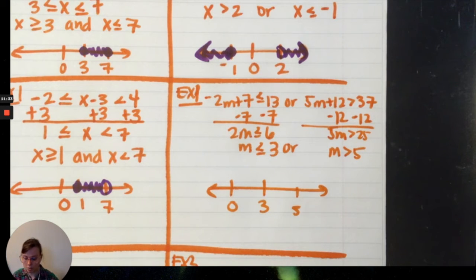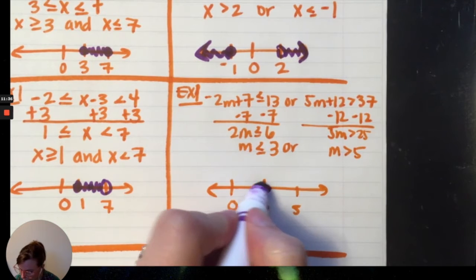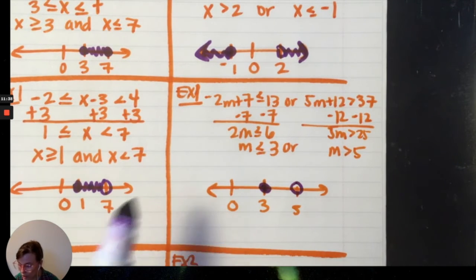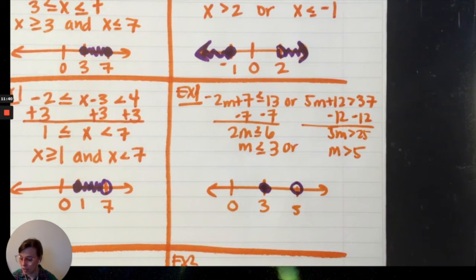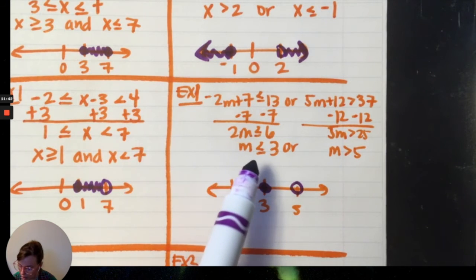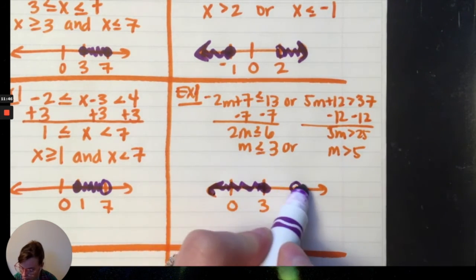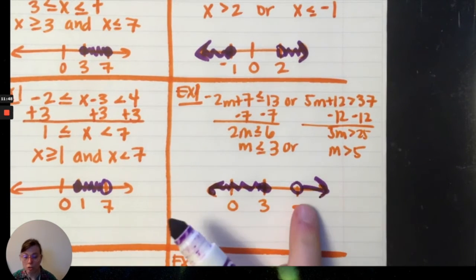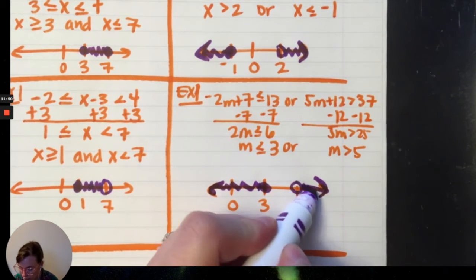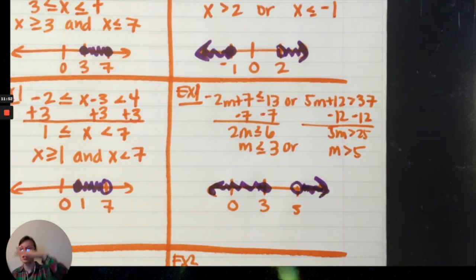Try to graph this on your own. Pause it, figure it out. It's a closed circle, open circle. Ors typically go out, but I want to check this. Okay. m is less than or equal to 3, or m is greater than 5. Okay, then I'm good. So you can do a straight arrow if you want. I typically do squiggles just so you can see them above the number line in case you're using all one color, and then it's really difficult to tell.